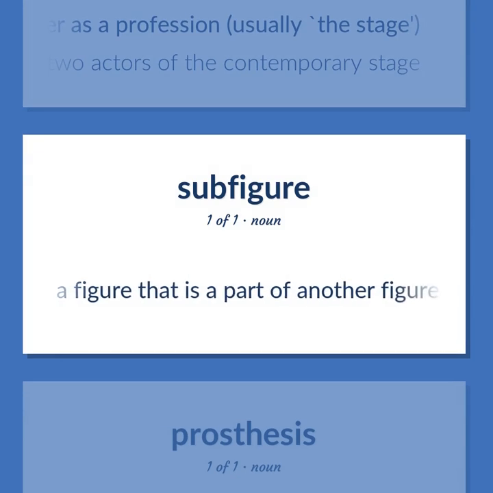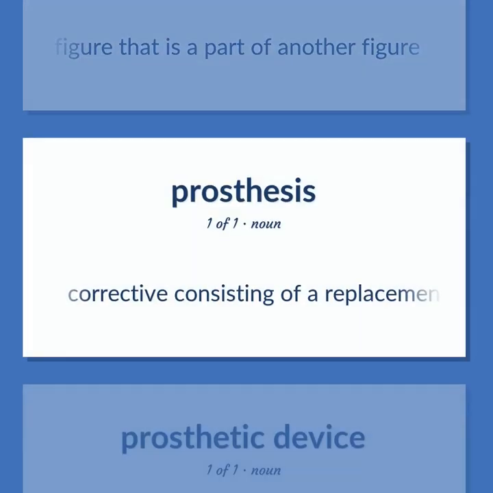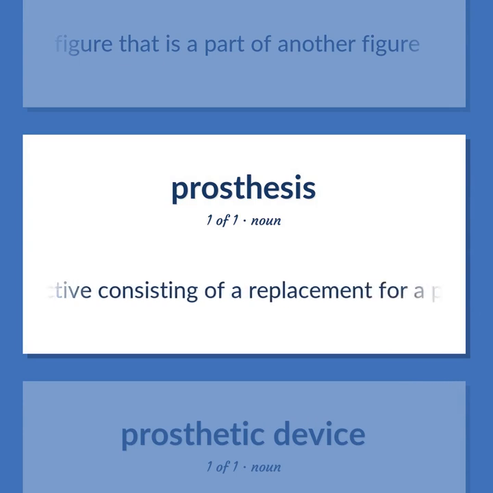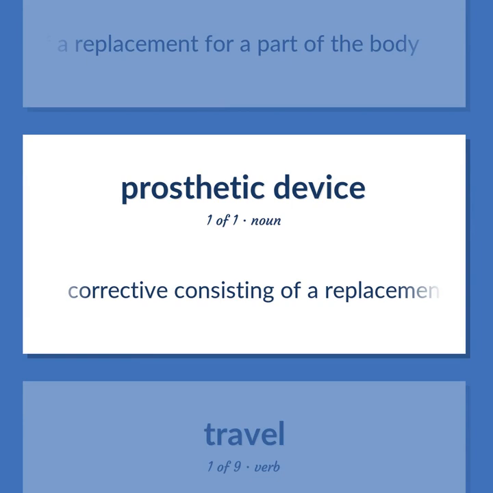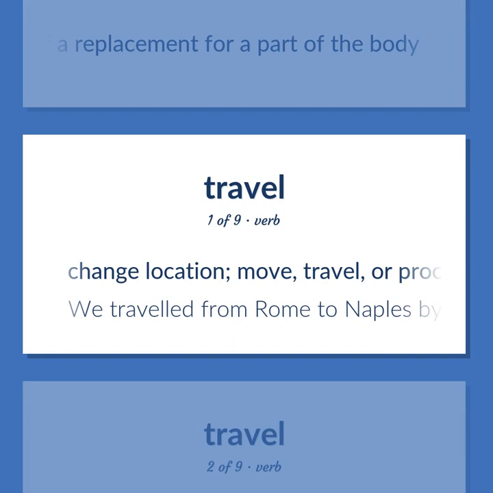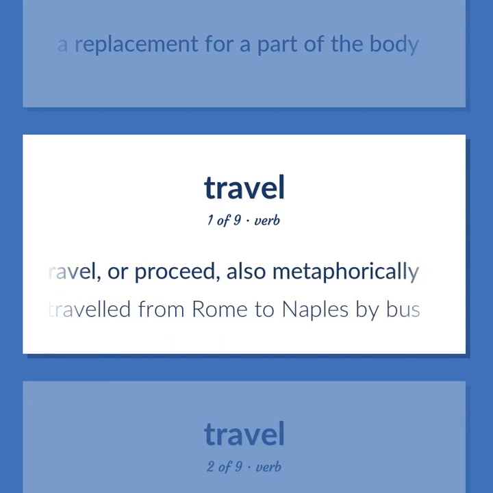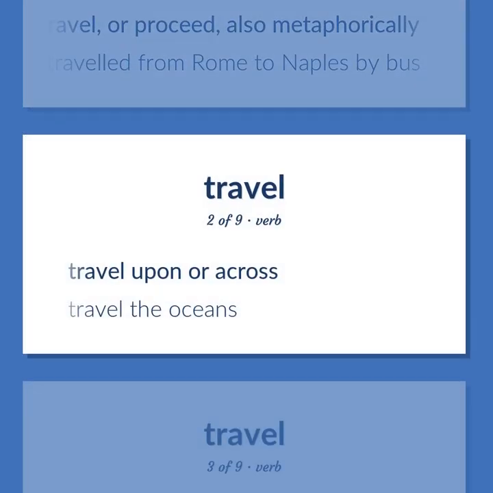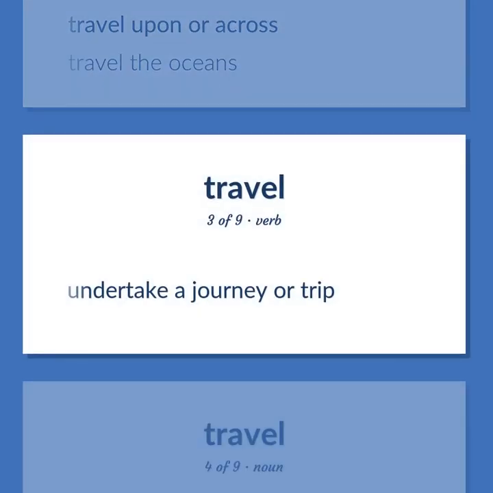A figure that is a part of another figure. Corrective consisting of a replacement for a part of the body. Change location. Move, travel, or proceed, also metaphorically. We traveled from Rome to Naples by bus. Travel upon or across. Travel the oceans. Undertake a journey or trip.